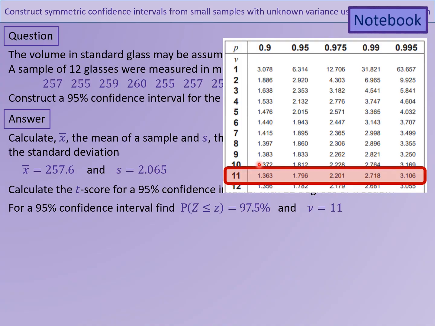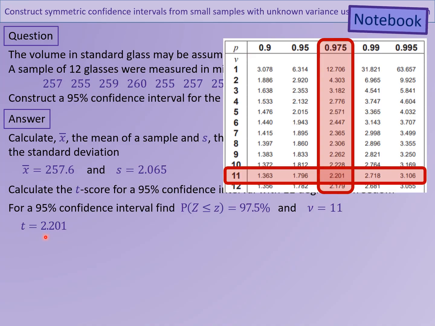So you can get your formula book. There's my nu value of 11. There's 97.5. So I would say 2.201 is my t-score. So I've pretty much got most of the information now. I think I can go away and do the formula.